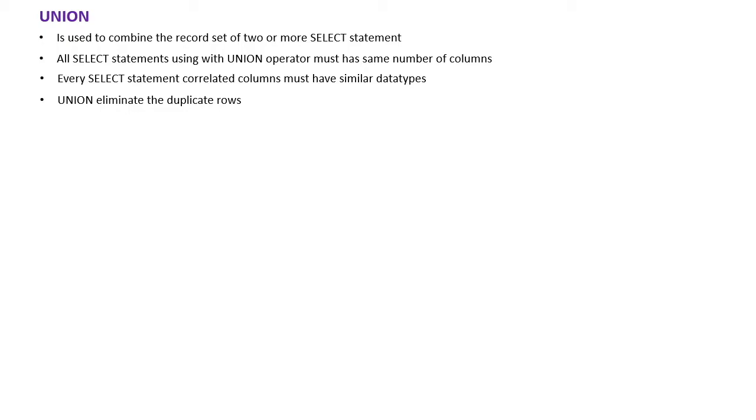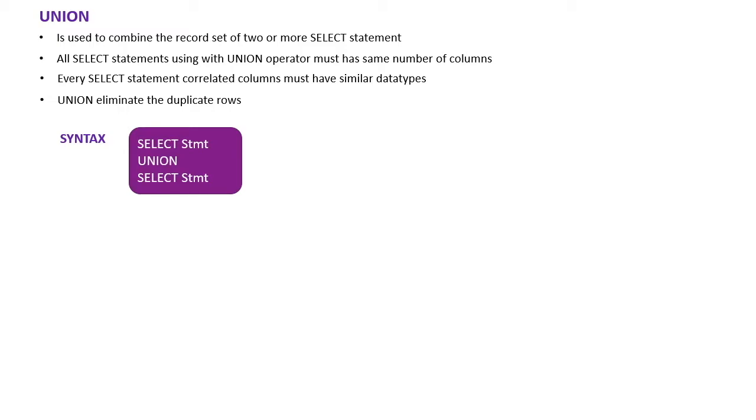First, let's see what is the syntax of writing the UNION operator. So it is very simple. You can see the first SELECT statement, then UNION, and then the second SELECT statement, and so on. We can join more SELECT statements by adding the UNION operator in the middle of each SELECT statement.